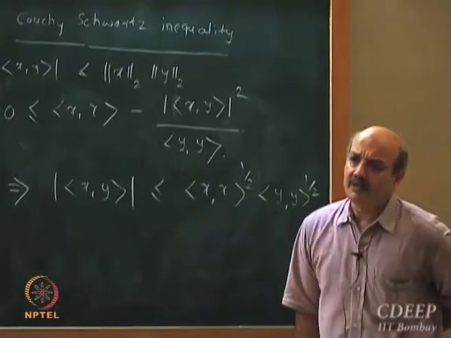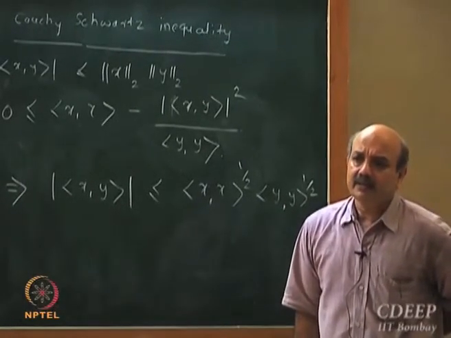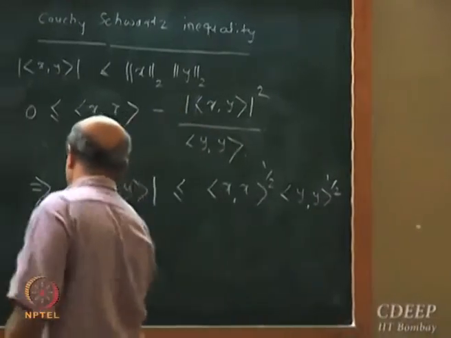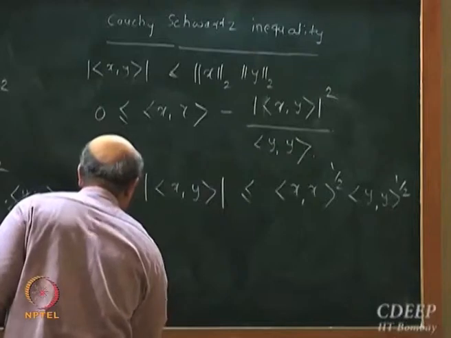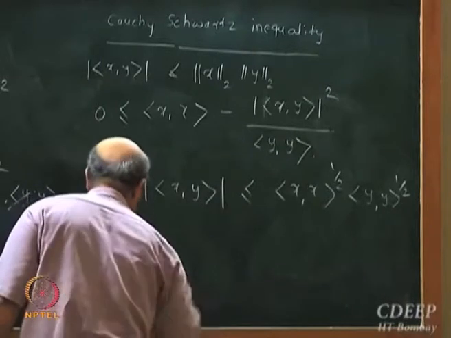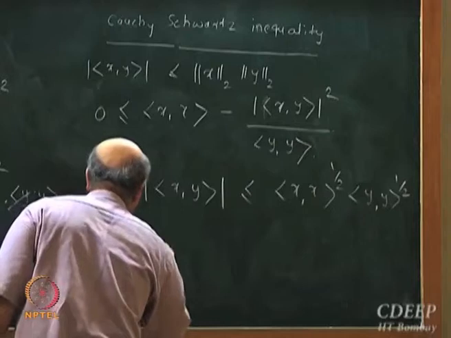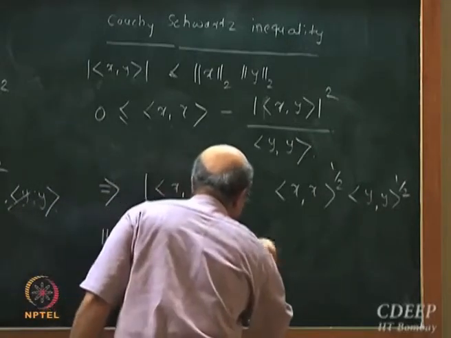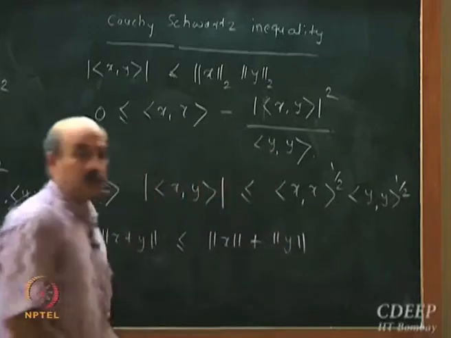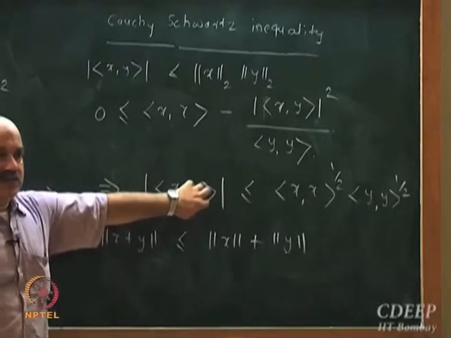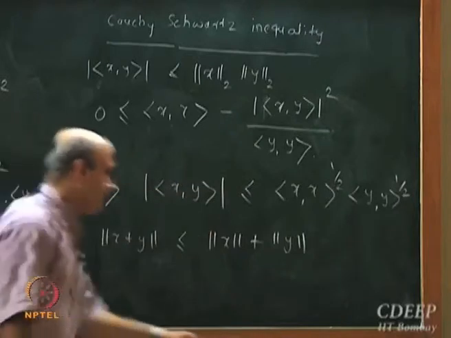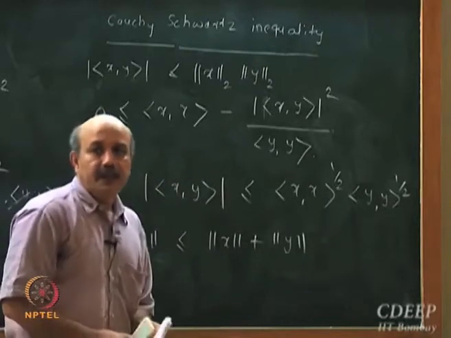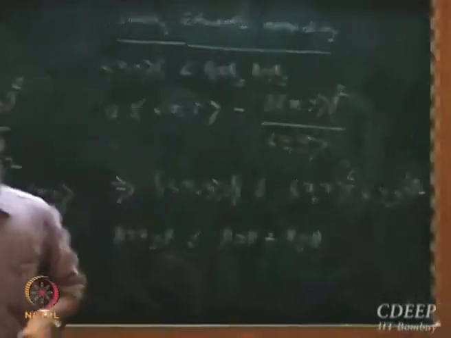How will you prove triangle inequality now? What is triangle inequality? So triangle inequality should be norm. So we want to prove norm of x plus y is less than or equal to norm x plus norm y. We want to prove this inequality finally, and I want to use this result. This is Cauchy-Schwarz inequality. This is a generalization of this result.